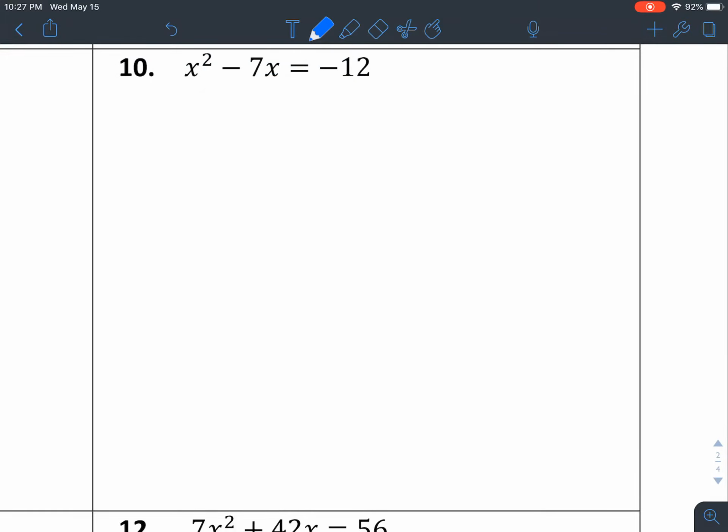unless you're going to go with completing the square, which again, we've talked about the fact that I don't think there's anyone who uses that as their preferred method of solving, especially in this case, because as soon as you go to add half of b squared on both sides, you're going to have negative 7 halves on both sides that you're adding squared. So not going to be our method of choice.